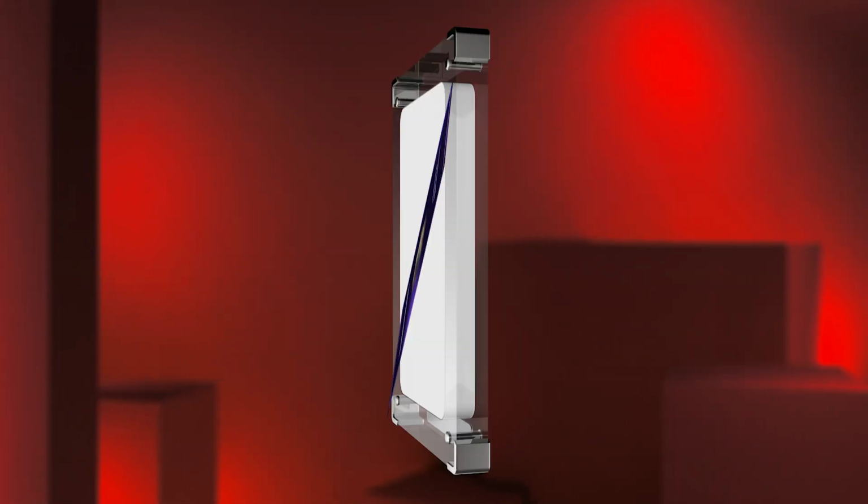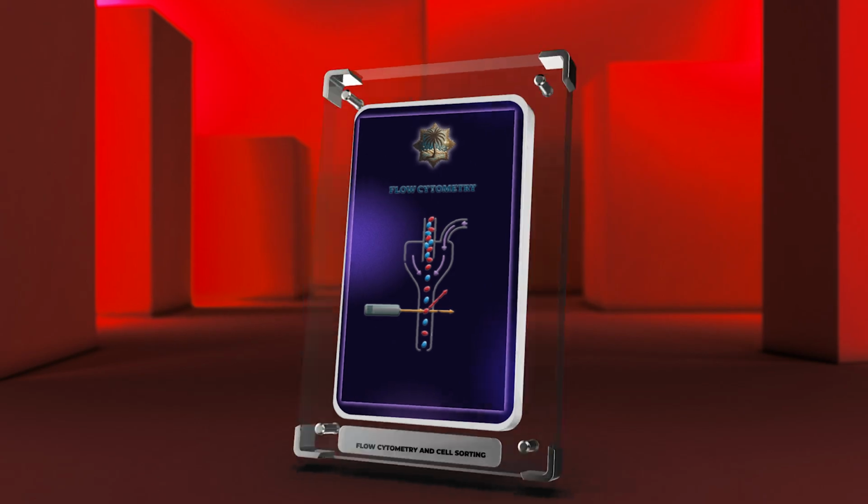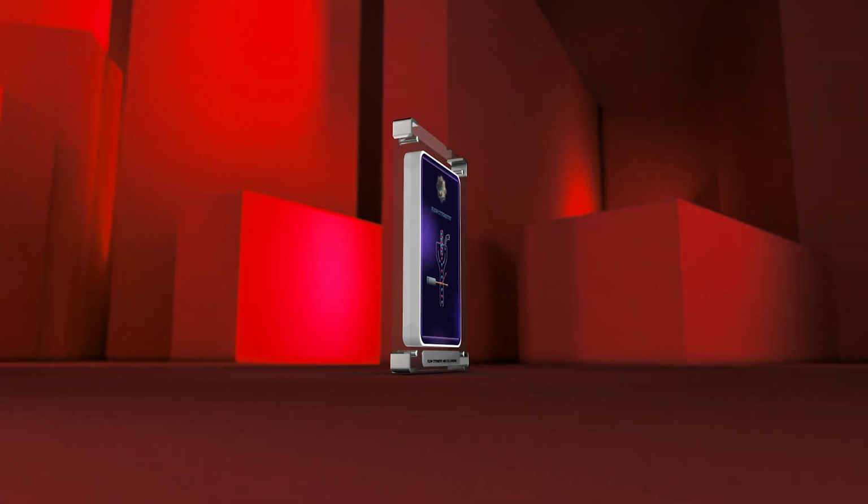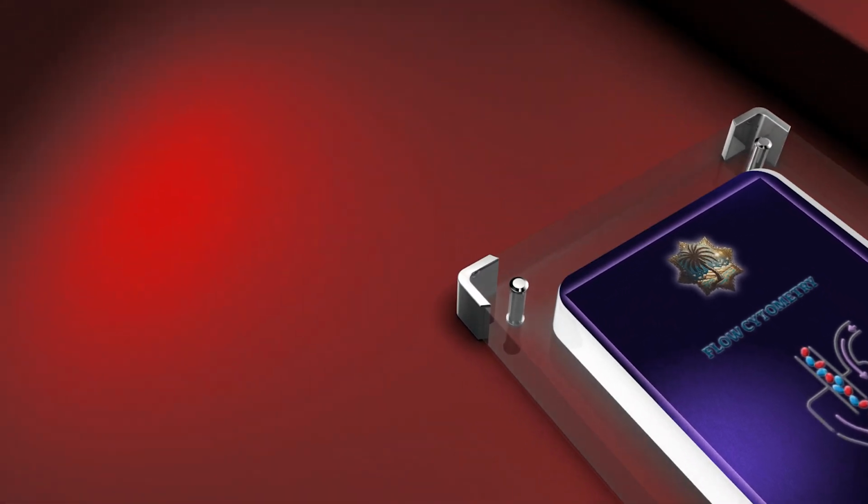In this script, we will delve into the various aspects of flow cytometry, including its principles, instrumentation, data analysis, and advanced applications. So let's begin our exploration of flow cytometry.